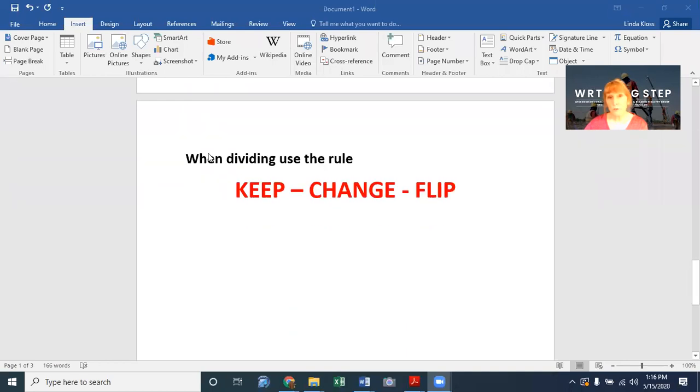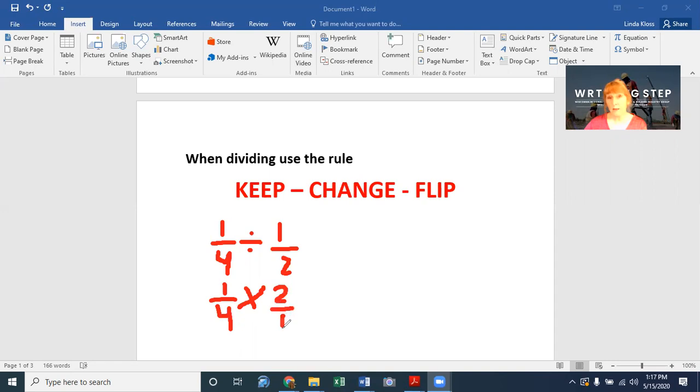So here's the rule that we're going to be using on our packet today. When dividing, use the rule keep, change, flip. So for example, if I am given 1/4 divided by, let's say, 1/2. What I'm going to do is I'm going to keep the first fraction as 1/4. I'm going to change the sign from division to multiplying. And then I'm going to flip or use the reciprocal of the second fraction. So 1/2, the reciprocal would become 2 over 1.